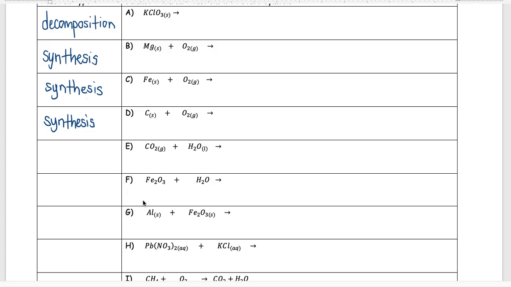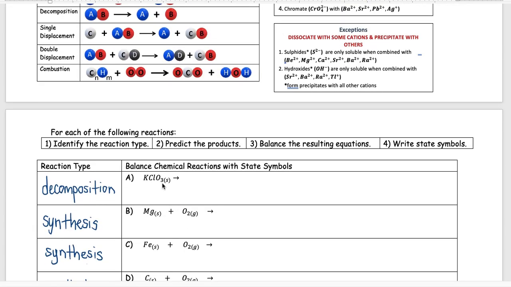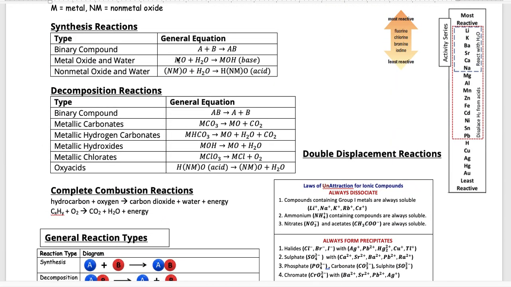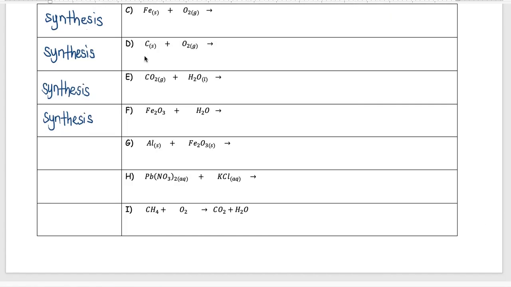All right, and then let's look at this one. This is an iron oxide or iron 3 oxide with water. So same thing, a metal oxide with water, okay? So there it is as well, and that's going to form a metal hydroxide, okay? But another example of synthesis reaction. Okay, so we'll keep going on here.